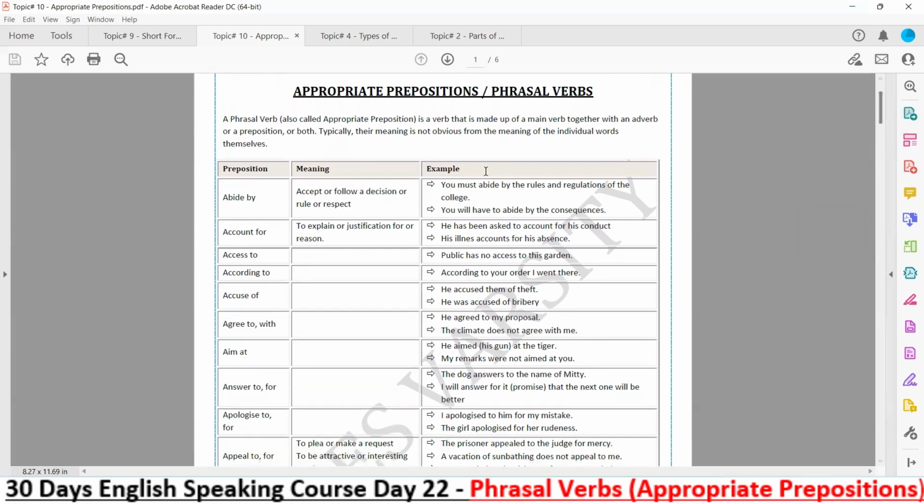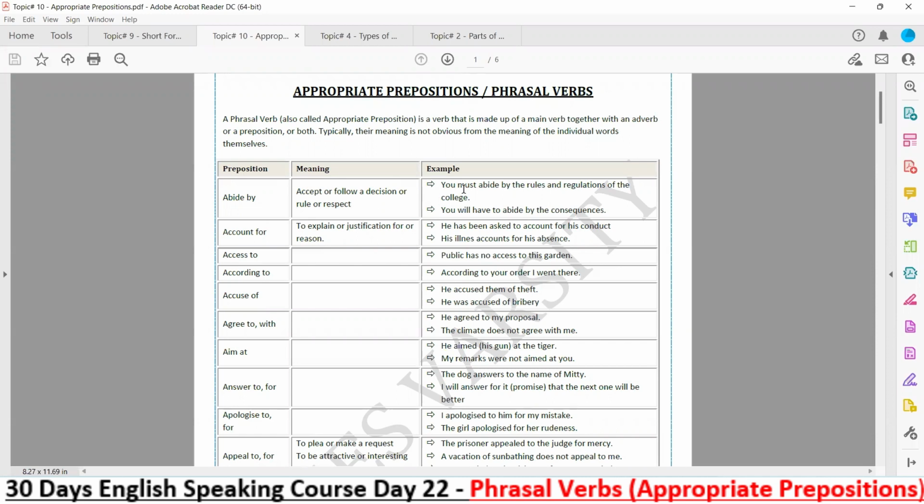Now let's look at some very commonly used appropriate prepositions or phrasal verbs, like abide by. The meaning of abide by is accept, follow a decision or rule, or respect. Right? So this is a preposition or a phrasal verb. The meaning of these two words, because it makes a phrasal verb, is accept, follow a decision, a rule, or respect.